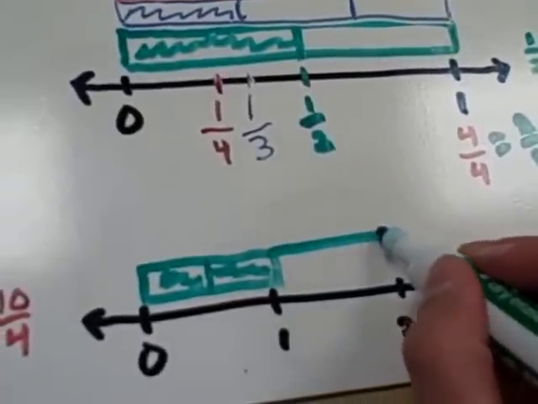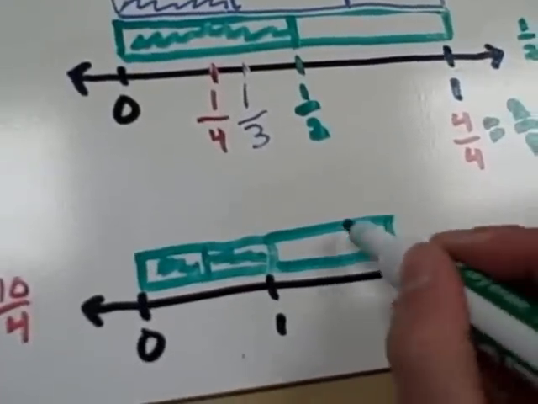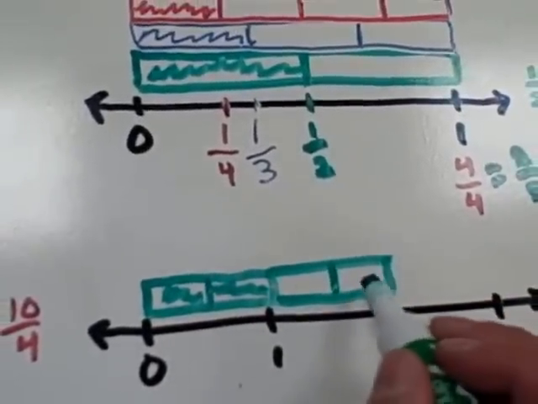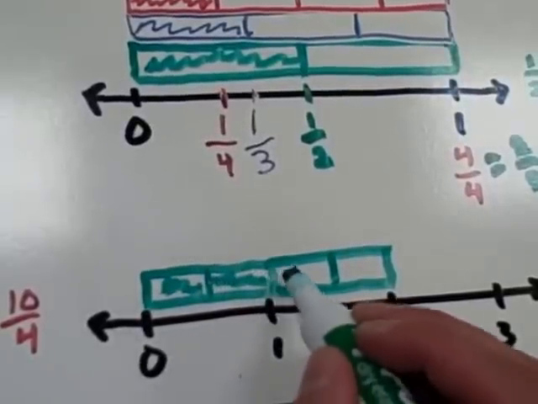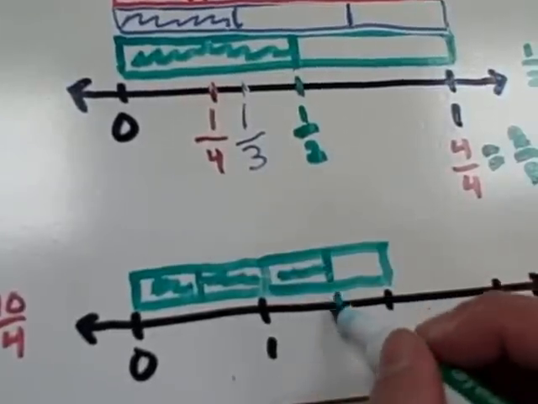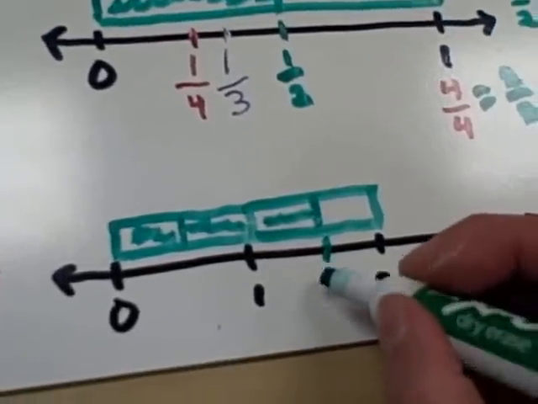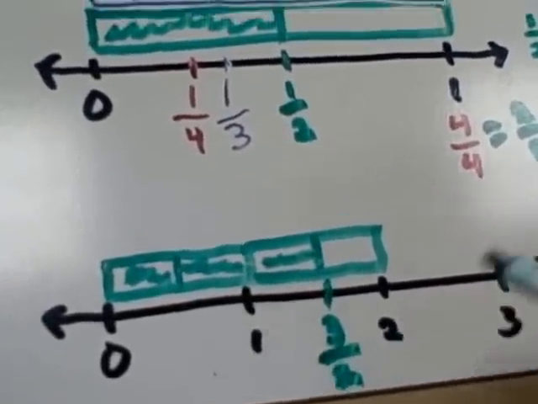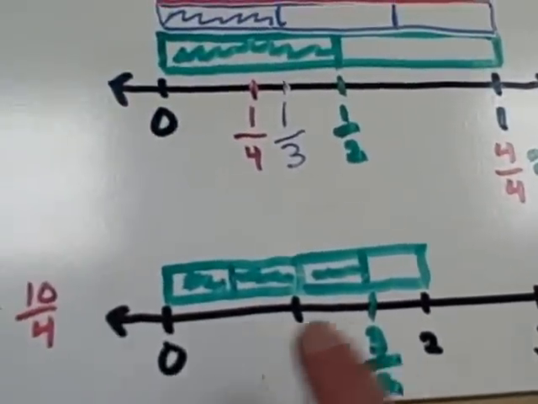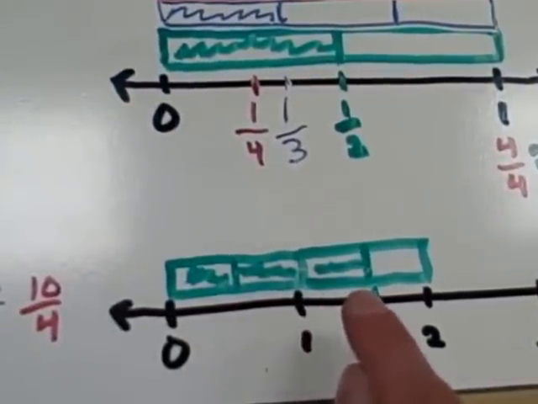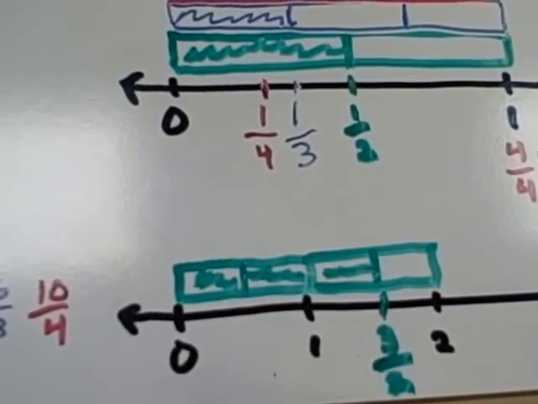I need 3/2. So I'm actually going to add another whole here, second whole. And now I can do 3/2, 1/2, 2/2, 3/2, and my 3/2 mark is going to be right about there. Another way of saying it besides 3/2 is 1 whole and a half.